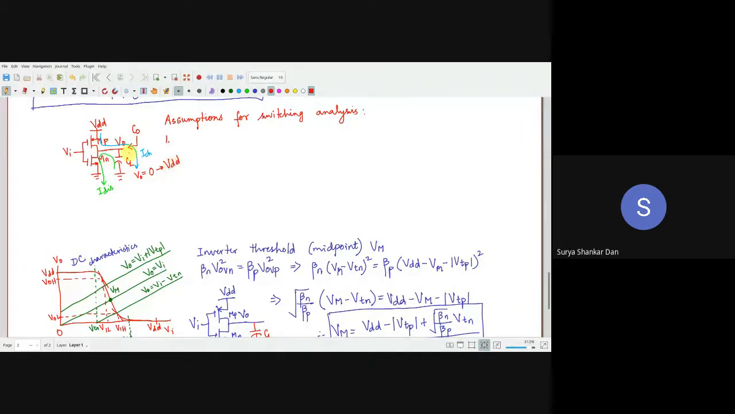That means you are charging up the output capacitance, the load capacitance. Correct? So we are speaking about the output node going from 0 to VDD. That is a pull up. Okay. So when you are discharging it, VO will go from VDD all the way to zero. So that is pull down. Yes or no?